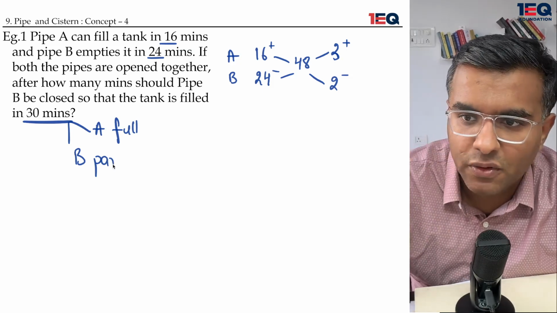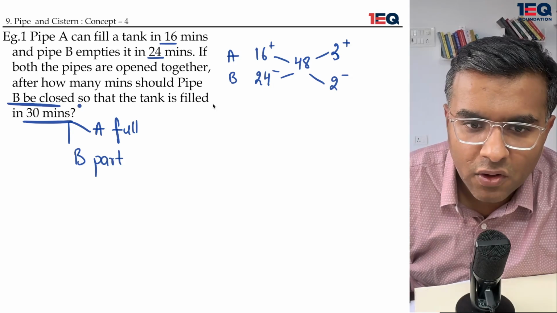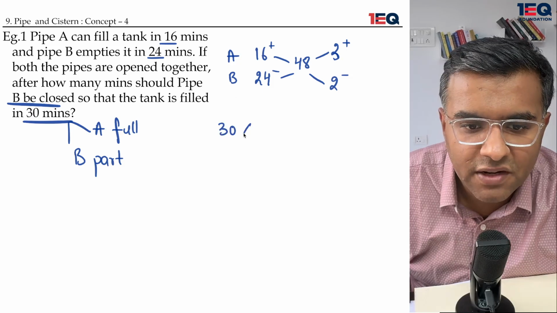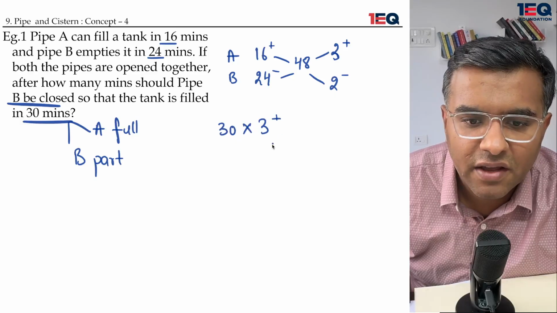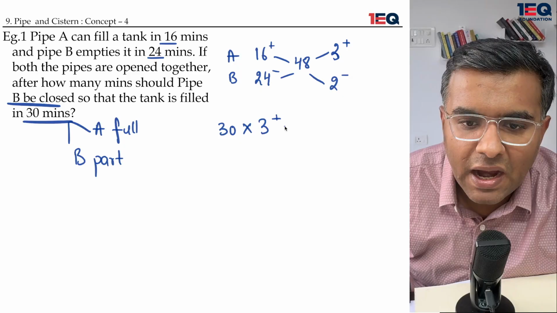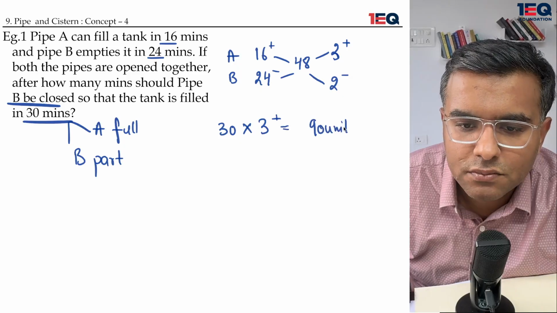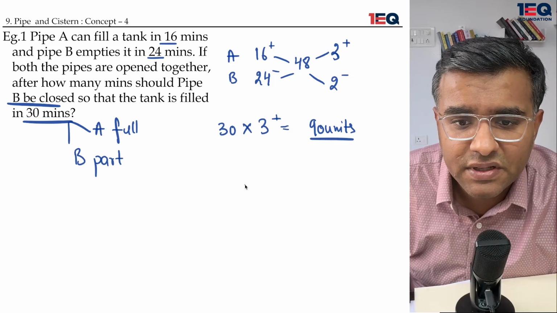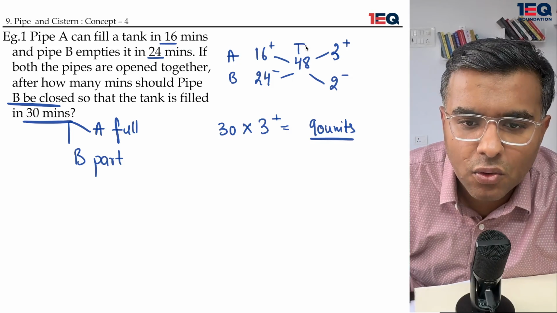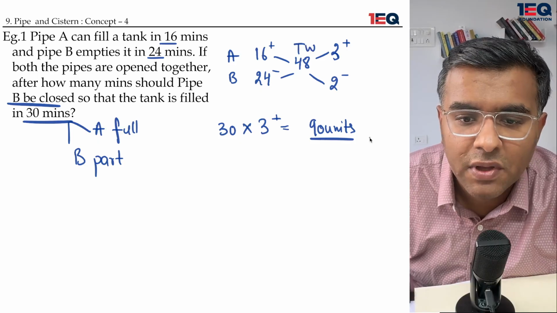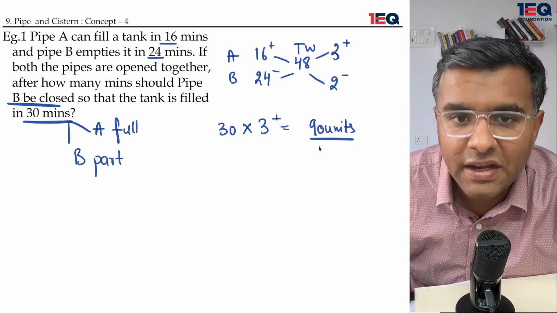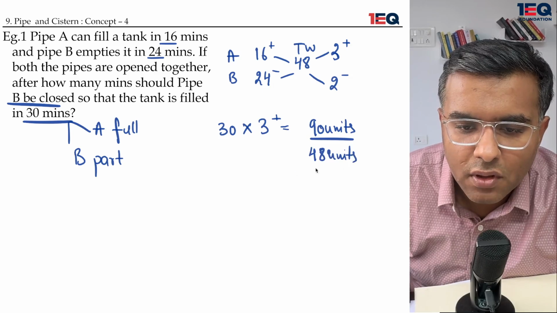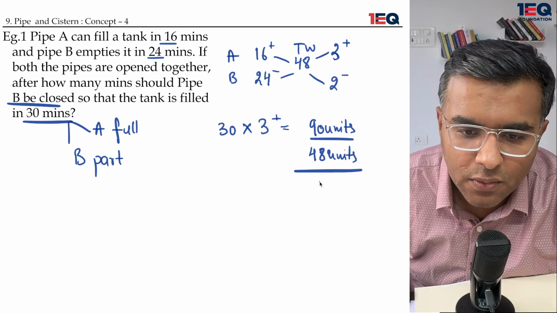So A was working at full throttle. Let's assume 30 minutes is the total time taken. For 30 minutes, A was working full with a plus 3 efficiency. Had that been the case, 90 units of work would have been completed. But the capacity of the tank is 48, the total units of work which have to be done. So if 48 is the total and 90 units of work were done, that means 90 minus 48, which is equal to 42.